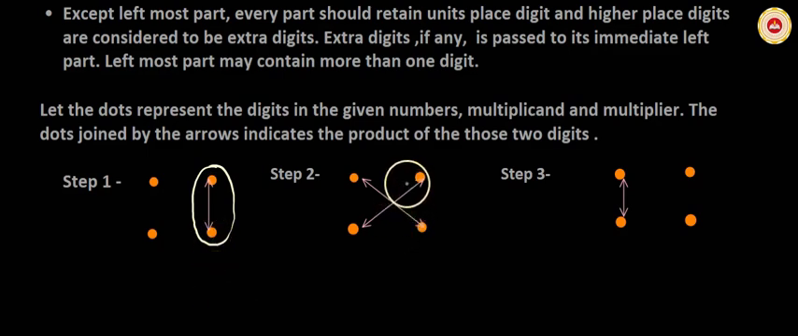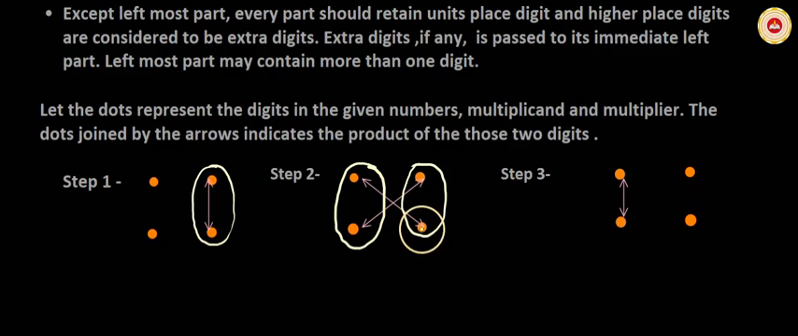Step number 2. Now let us include this second column. See, this was the first column, we just multiplied these two digits. Now let us include this second column from the right side. So let us multiply these two digits crosswise. This was vertical multiplication. This is crosswise multiplication. Multiply these two digits and multiply these two digits.